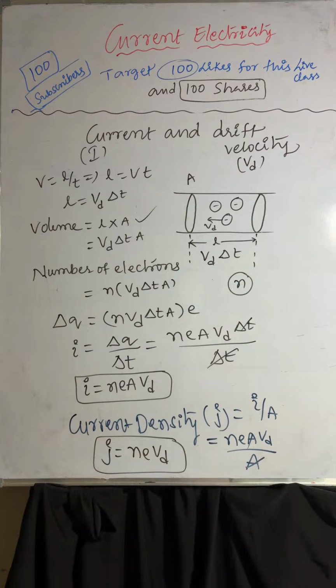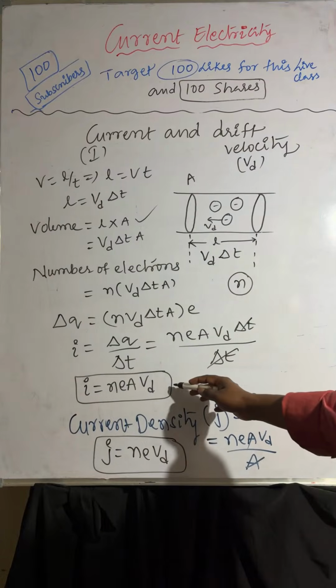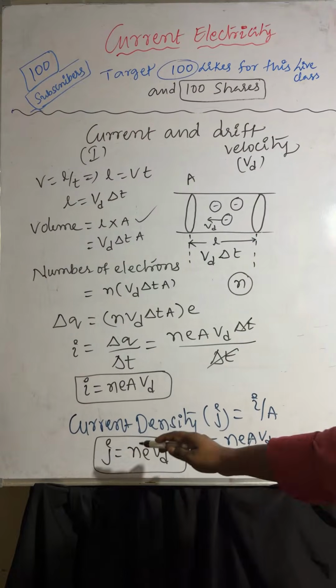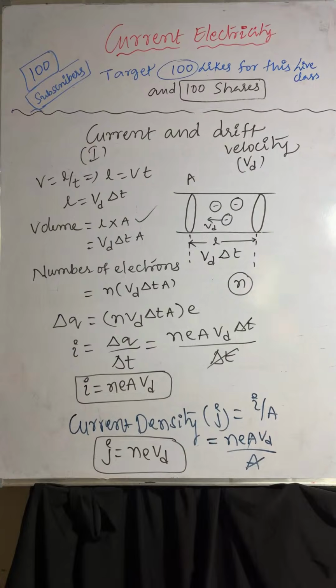Now, what is the current density formula? Current density can be represented with J. That is J equals I by A. We know the current I equals n e A Vd, so A gets cancelled and J equals n e Vd.